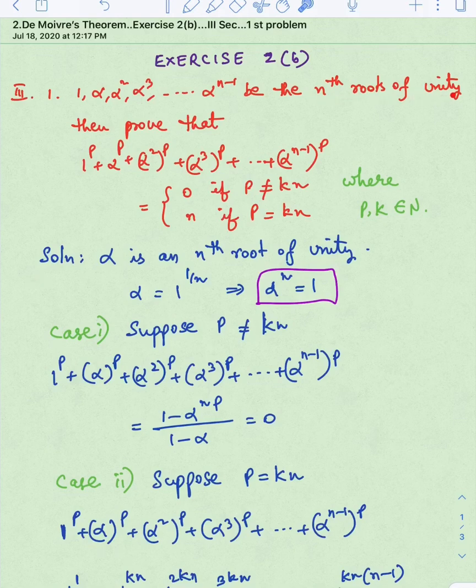In these, I am choosing alpha. Alpha is one of the nth roots of unity. So alpha is an nth root of unity, that is the first step. Next, the meaning of nth root of unity is 1 power 1 by n. Symbolically, in mathematical language, when you write nth root of unity, you can represent it like this. So alpha is equal to 1 power 1 by n. From this, when you take the power to the LHS, it becomes power n. Alpha power n is equal to 1. Suppose p is not equal to kn, then what?